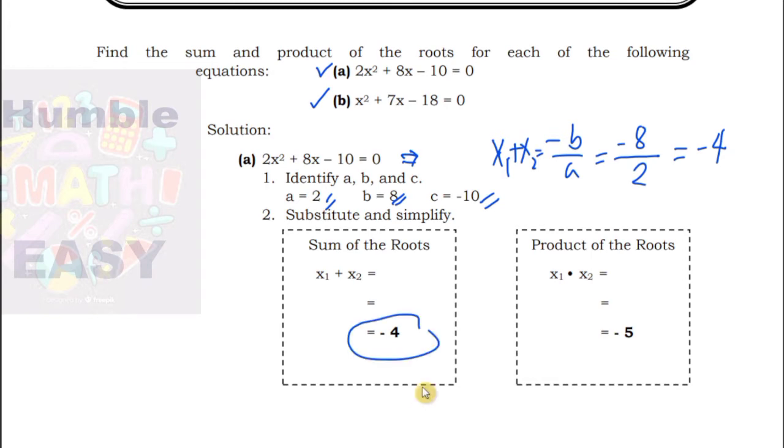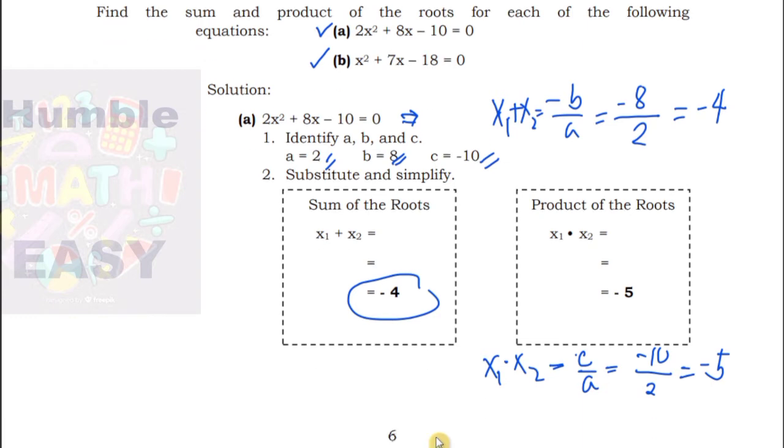While for the product of two given roots, we now have here c over a, so negative 10 over 2, and that is negative 5. So the answer now, the product and the sum of the two given roots, is negative 5 and negative 4 respectively. So that is how we cater with the problem letter A.